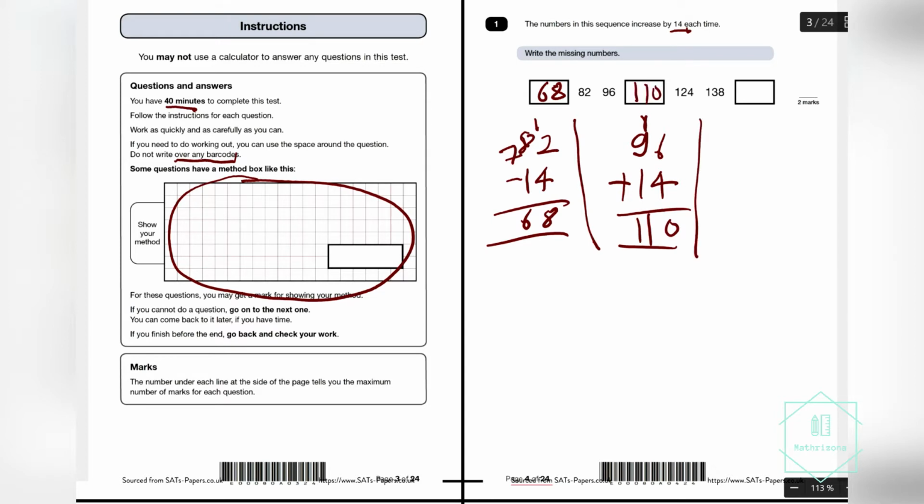Okay, third question. 138 plus 14. Using the column method, 8 plus 4 is 12, 3 plus 1 is 4, plus 1 is 5, 1 is 1. So that is 152. Good. Next question.